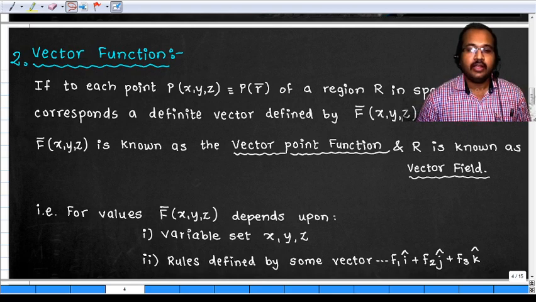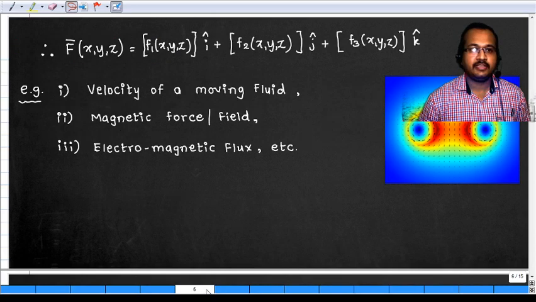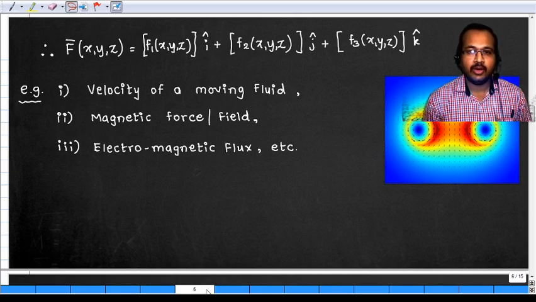Therefore, we can generalize that a vector function f bar of x, y, z can be defined as f bar of x, y, z is equal to f1 of x, y, z along the x-axis plus f2 with respect to variables x, y, z along the y-axis and f3 with respect to variables x, y, z along the z-axis. So this will constitute a vector function f bar with respect to variables x, y and z.